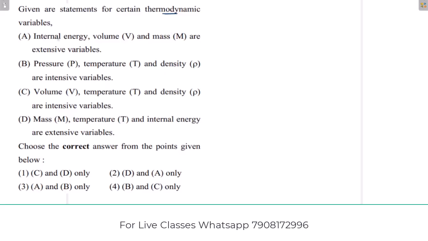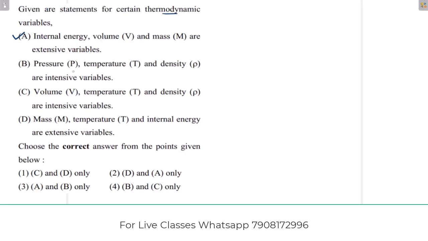So here in A, internal energy depends on size, volume V and mass M are all dependent on mass, volume or size. So these are extensive variables. So A is true. Now B, pressure, temperature and density are intensive variables.